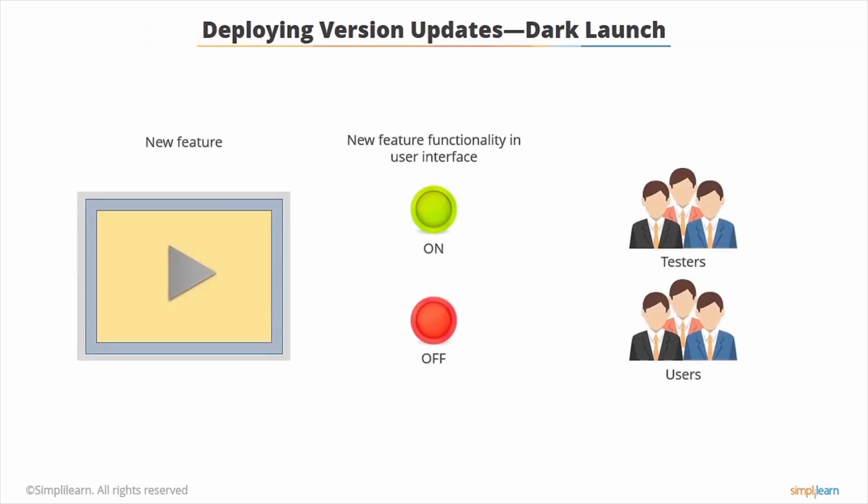Dark launch. Used mainly for testing, a dark launch brings new features into a system without enabling the new feature in the user interface. Dark launches are used to ensure that a new feature works correctly in production and can handle the load associated with a company's existing user base.